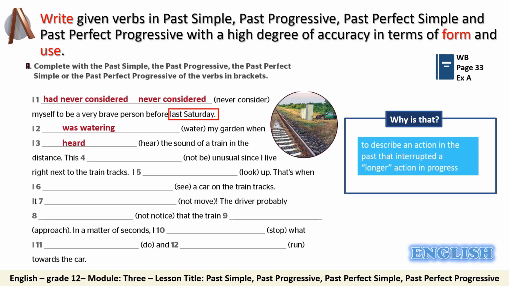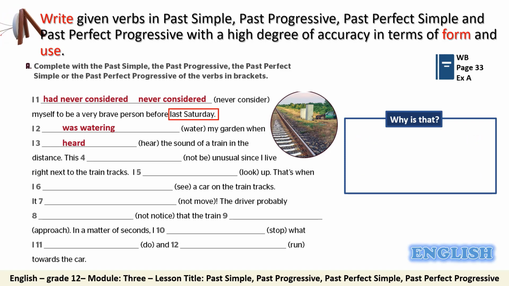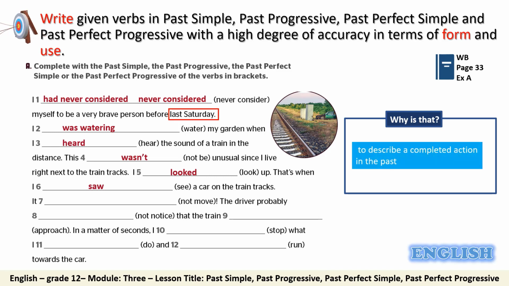Excellent. To describe an action in the past that interrupted a longer action in progress. Then, for spaces 4, 5, and 6, we will use the same tense. Do you know which one? Excellent, the past simple. So the answers are wasn't, looked, and saw. Can you tell me why? Excellent. To describe completed actions in the past.